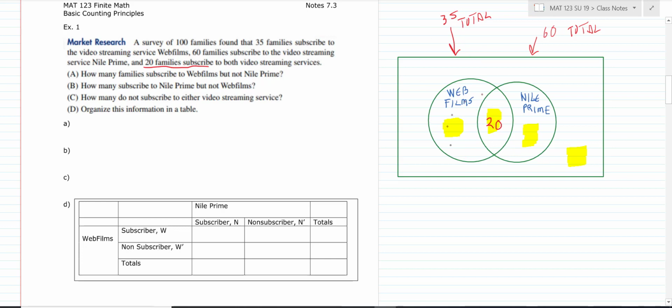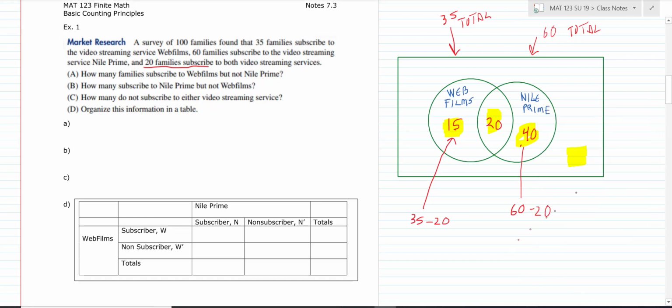So 35 total here. So what would end up going there is you would just do 35 minus the 20 to get 15. So there's 15 people who subscribe to Web Films but don't at the same time subscribe to Nile Prime. Okay, and then this one, there's 60 total in this circle, so you do 60 minus 20 to get, oops, 40. Okay, so we got 40 there.